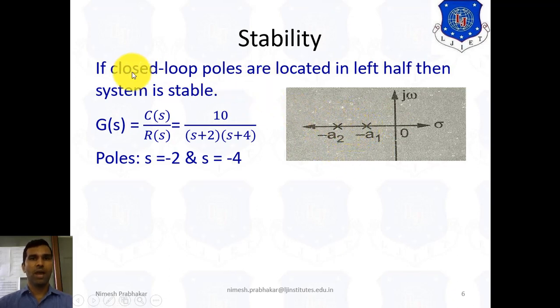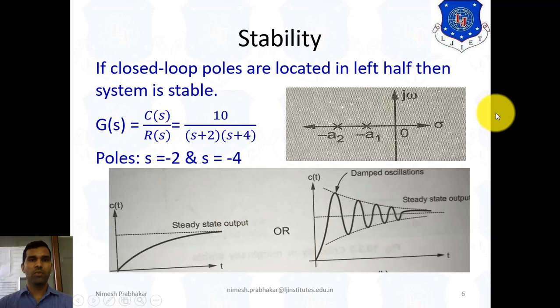So by definition, if closed loop poles are located in the left hand side, then the system is stable. That means this system is known as a stable system. This first one is -2 and this is -4. So this is the representation of these poles. Okay. Now for better understanding, we see the graphical representation of this system.